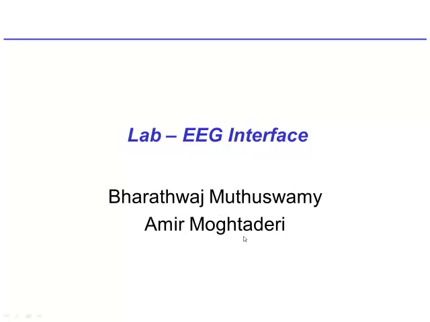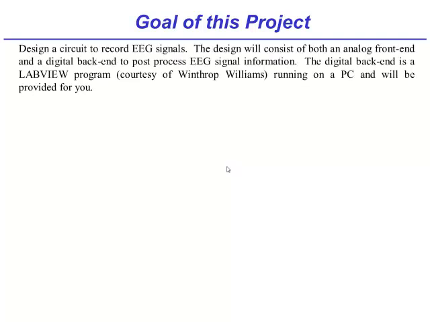And Amir Mokhtaderi. This final lab lecture is on the course project: building an EEG, or electroencephalogram, or brainwaves interface. Since this is the final project, we will combine ideas from all the previous labs and all the course material. So let's get started. In this lab or project, we will work on the specified design problem. Since this is a design problem, there are many possible solutions. We will present one possible solution.